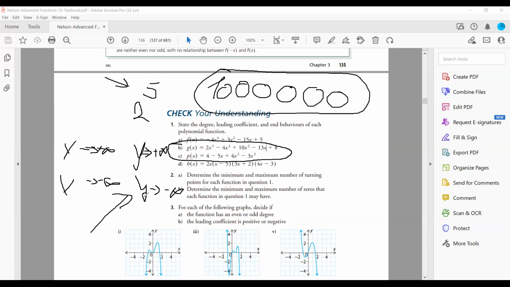Yes, and since both are odd degree, and example B has a positive leading coefficient, it means when x travels to positive infinity, y would travel to positive infinity as well. And when x travels to negative infinity, y would travel to negative infinity as well. On the other hand, in example C, we have a leading coefficient minus, which basically tells us that when x travels to positive infinity, y would travel to negative infinity. And when x travels to negative infinity, y would travel to positive infinity. Do you get what I'm saying here?